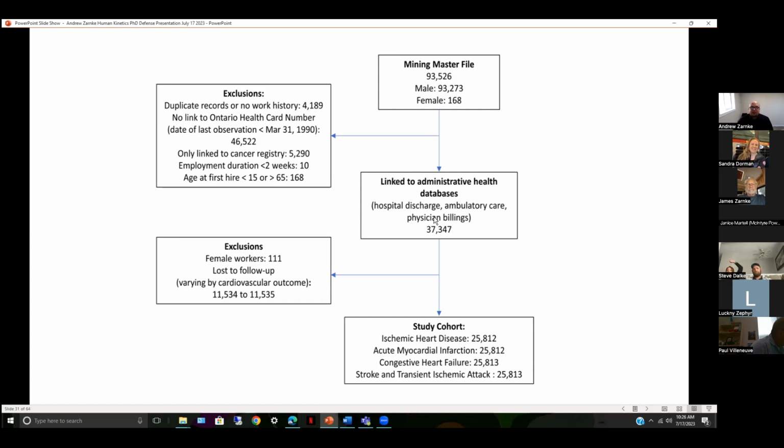Then when we link to the administrative health databases, we lose a lot of people to follow-up. If someone died before the year 2006, when we had the administrative health data available, they would not be found in our cohort. So we lost about 11,000 people depending on the outcome. And you can see at the bottom, we have about 25,813, depending on which disease outcome you look at.